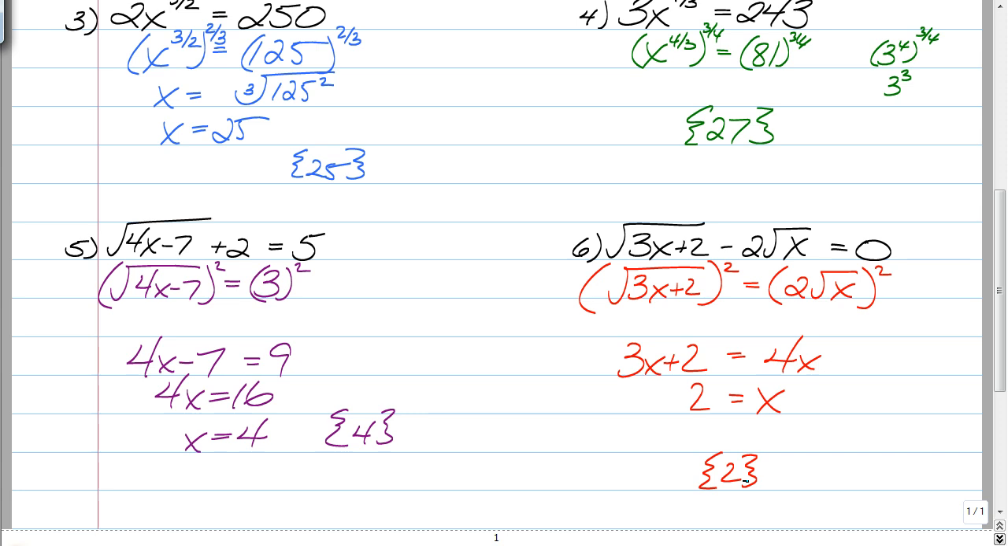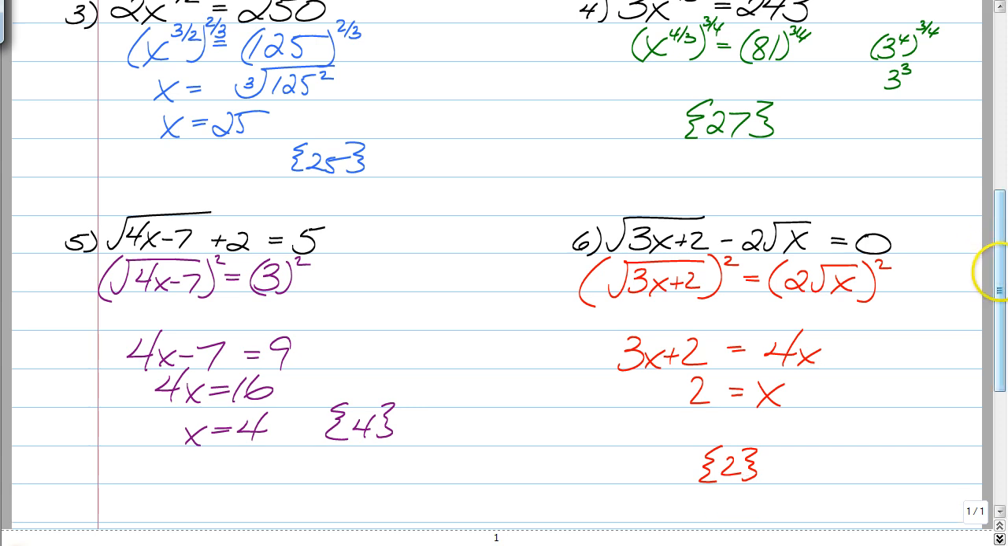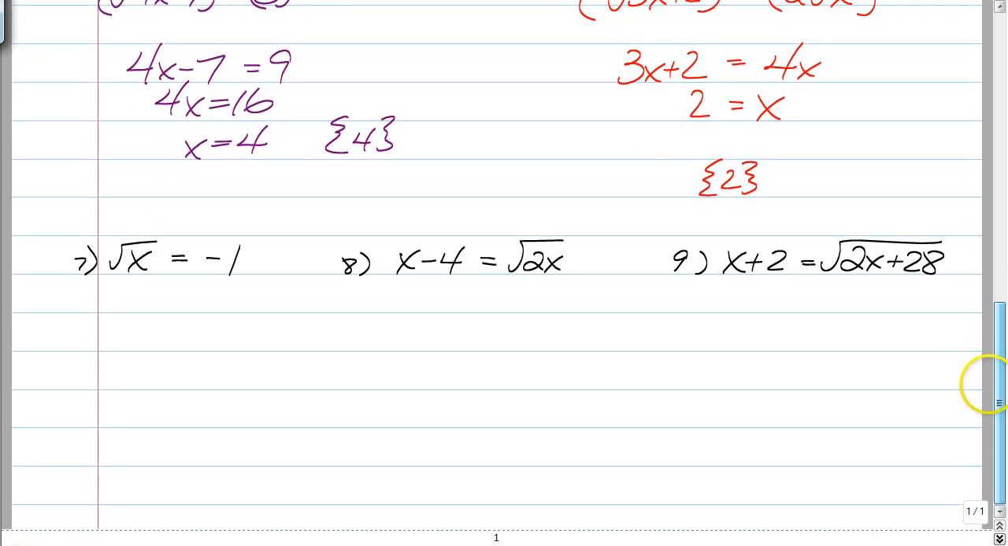All right? So the first 6 examples, we had nothing funny happen. So let's go do a couple examples where something funny could possibly happen. In this first example, if we were to square both sides here, we're going to get x is equal to a positive 1. So, is that true? Well, possibly.